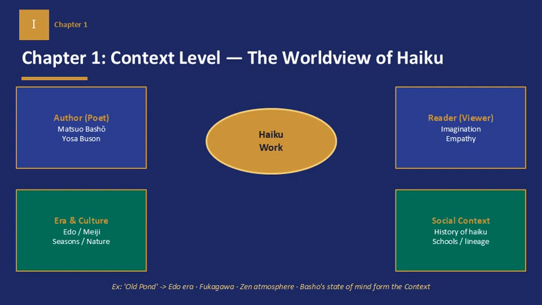At the context level, we place the haiku within its world. Basho's Old Pond poem was written in Edo period Japan, in the Zen-infused atmosphere of Fukagawa. The poem sits at the intersection of its author's spiritual journey, the cultural tradition of haiku, and the reader's imagination. These contextual forces shape everything we experience in the poem.